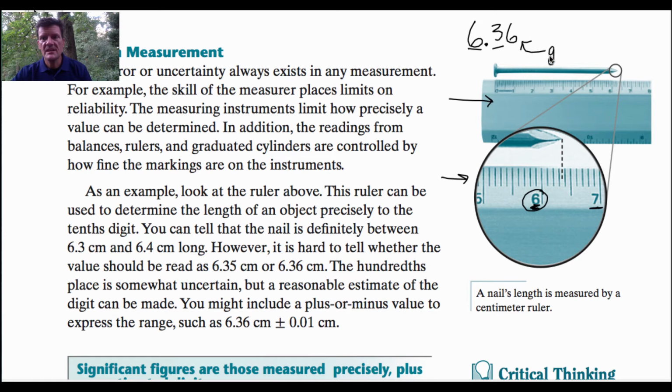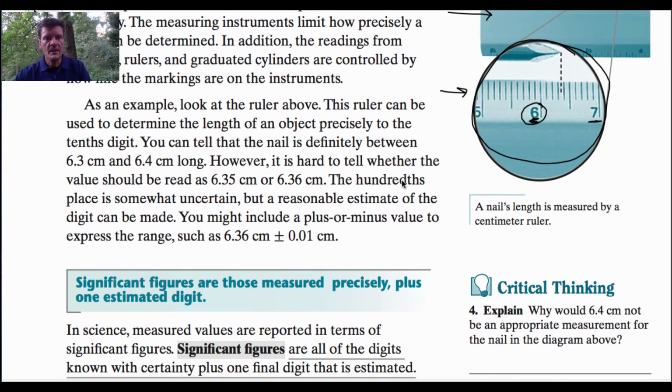These first 2 are certain. The last one is a guess. It should be a good guess, but it's still a guess. So when you take a measurement, you are allowed to guess on that last number. So we would say that this instrument is precise to the nearest hundredth of a centimeter. Okay?